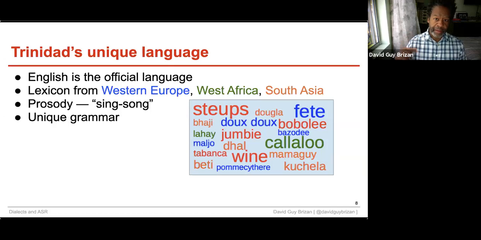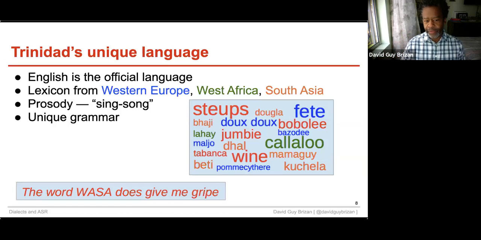We also have a very sing-songy accent. I'm not going to do it because I don't want to sound like I'm making fun of my own people. But if you Google the Trinidadian accent, you'll get a lot of jokes about how I got directions and I ended up dancing to my destination or something like that.